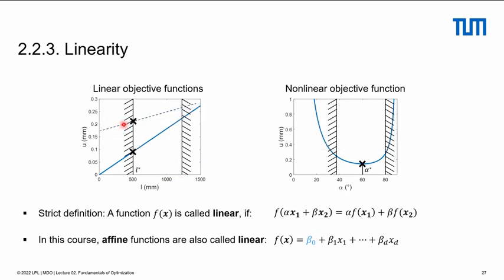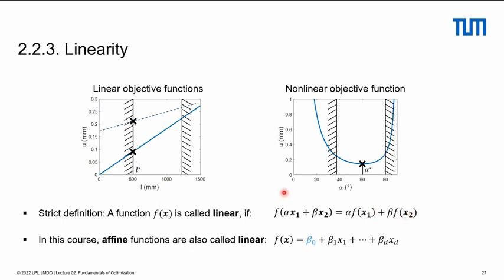So then one important property is linearity, and there are actually two types of linearity. The strict mathematical definition of linearity is this. If a function f of alpha times x1 plus beta times x2 is always alpha times f of x1 plus beta times f of x2, then this function is linear. That's the strict version of linear.